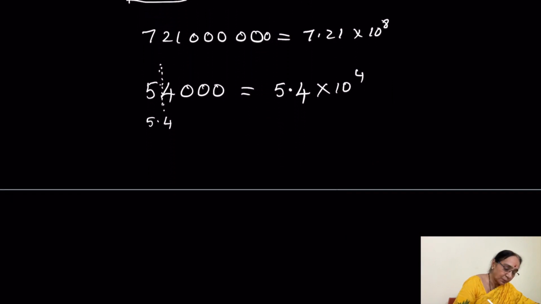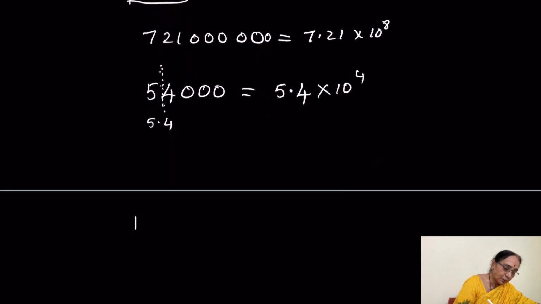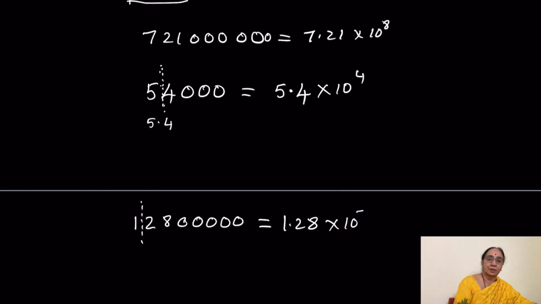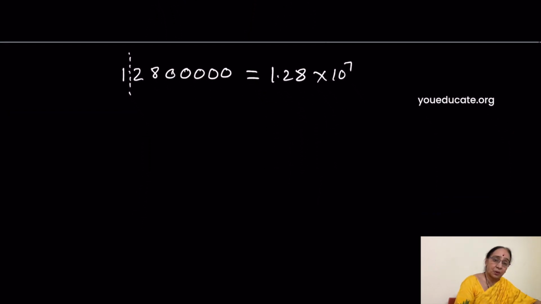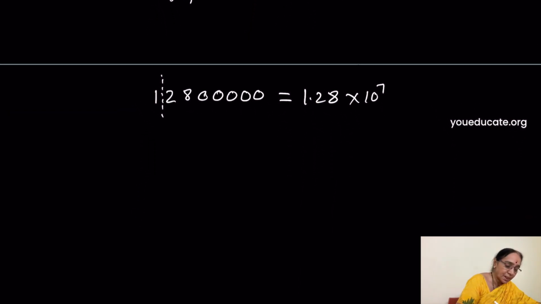So now let me do 128, 1280. Maybe I can add any number of zeros. I'll stop here. So if I want to write this in the scientific notation standard form, it is 1.28. Now count the number of digits after this line. 1, 2, 3, 4, 5, 6, 7, into 10 to the power of 7. As easy as that. Now let us consider small numbers, very, very small quantities.